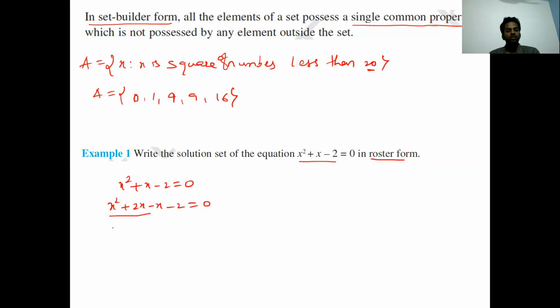Now I'll take x common here. It becomes x plus 2. Here I'll take minus 1 common. Here also x plus 2 equal to 0. Then x equal to 1 and x equal to minus 2. Is that right? Now what about the required roster form? Open braces: 1 comma minus 2. So this is the required answer. Please note it down. Okay, move to the next slide.